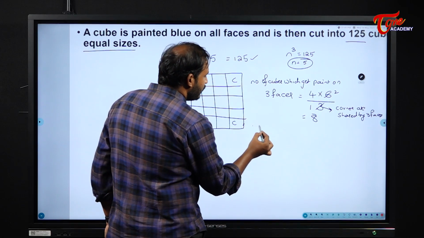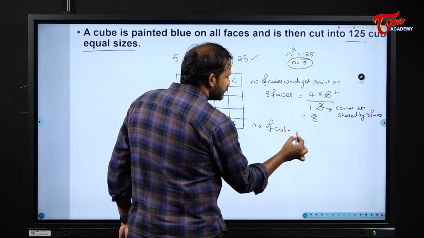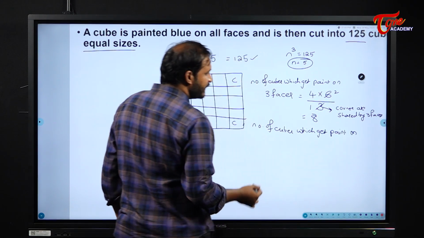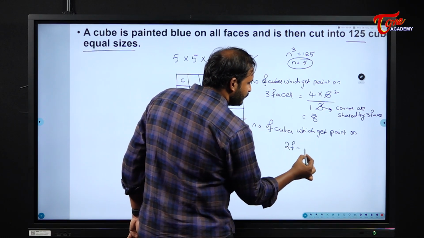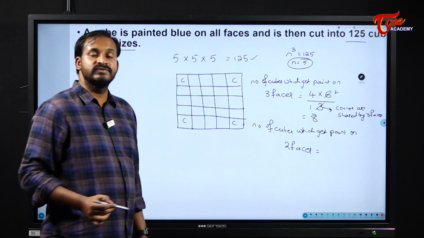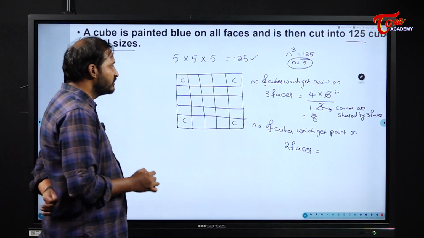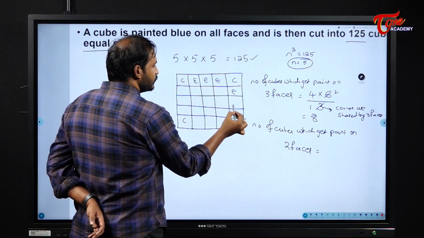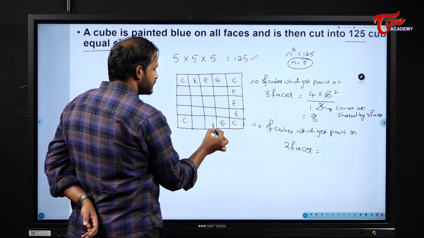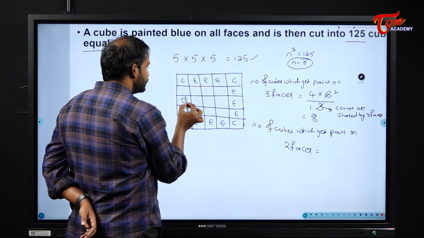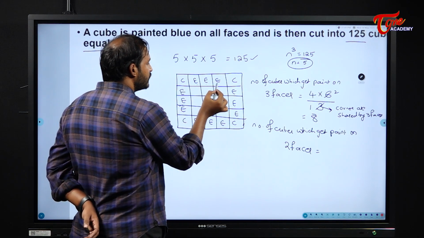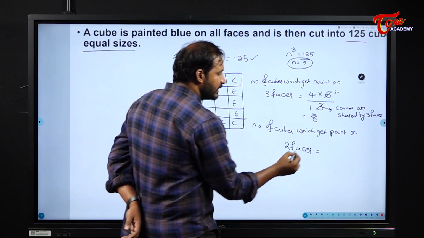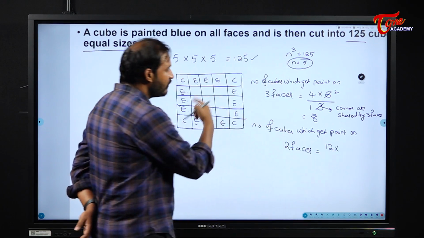Okay, next. Number of cubes which get paint on 2 faces. Which cubes will get paint on 2 faces, students? The cubes which are present on the edge. These are edge cubes for us. So in total how many edges do I have here? 1, 2, 3, 4, 5, 6, 7, 8, 9, 10, 11, 12. Okay, 12 in number. I have taken only one face, right? In total, how many faces do I have?